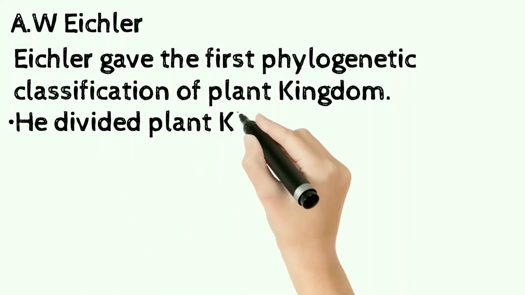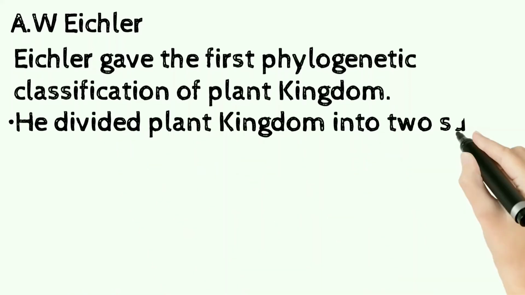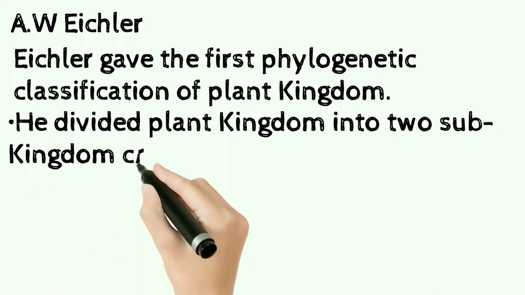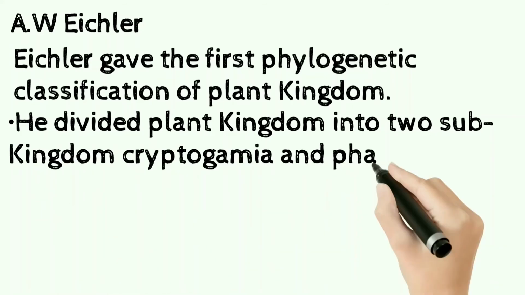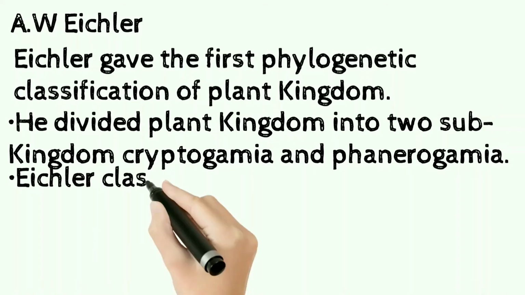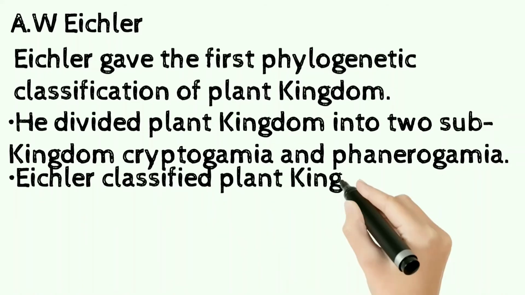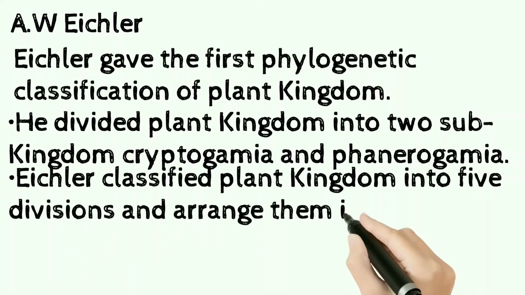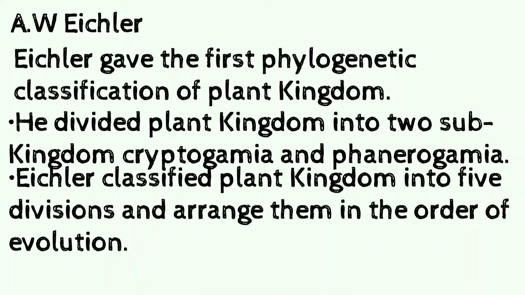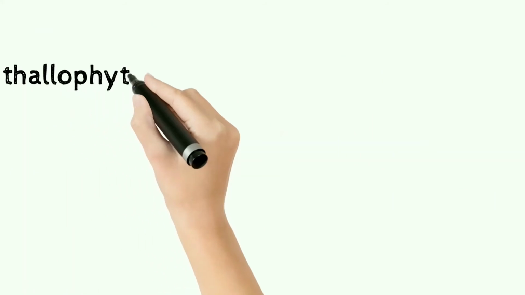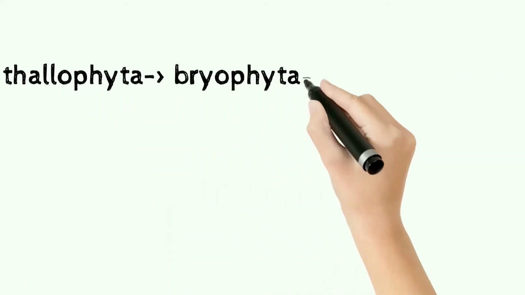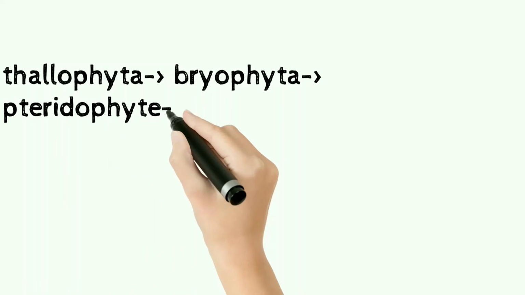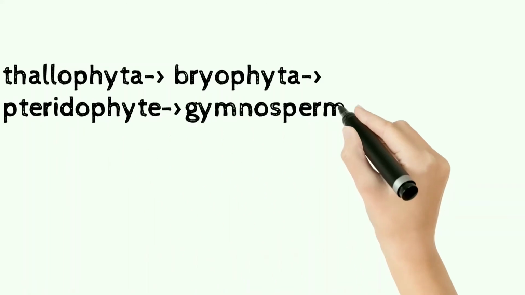A. W. Eichler. Eichler gave the first phylogenetic classification of the plant kingdom. He divided the plant kingdom into two subkingdoms, Cryptogamia and Phanerogamia. Eichler classified the plant kingdom into five divisions and arranged them in the order of evolution: Thallophyta, Bryophyta, Pteridophyta, Gymnosperm, and Angiosperm.